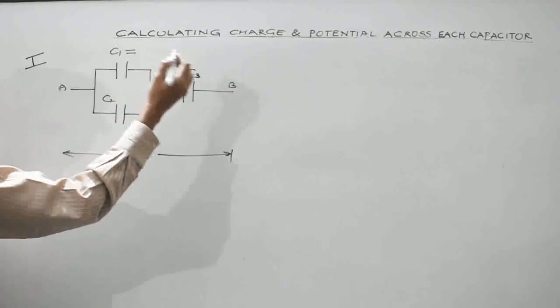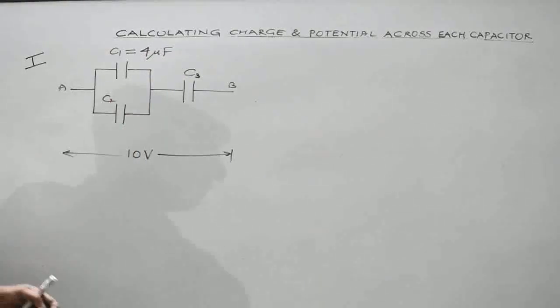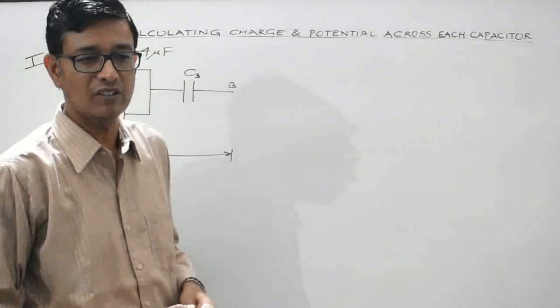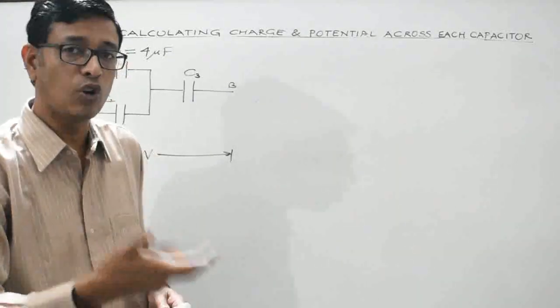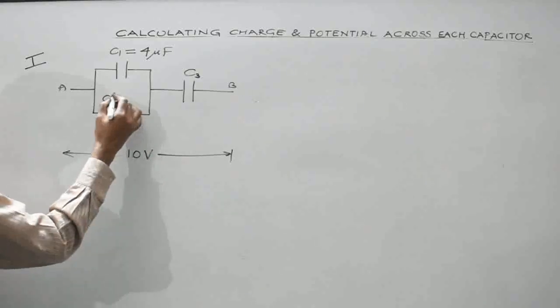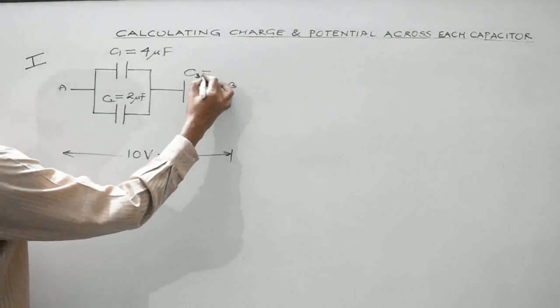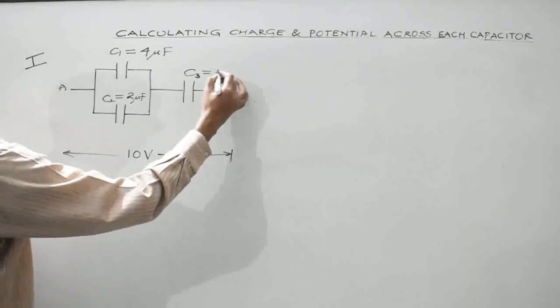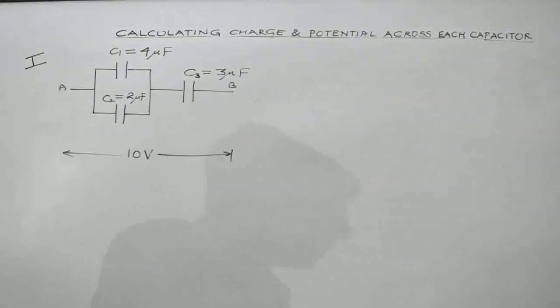Suppose C1 is, let us consider it to be 4 microfarad. I have stated farad to be a large unit of capacitance, so normally the capacitance is expressed either in micro or in picofarad. C2 is suppose 2 microfarad and C3 is suppose, let us consider 3 microfarad, right? This is the simplest example.